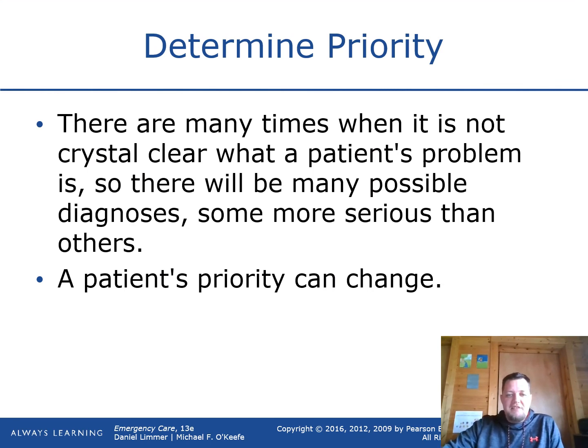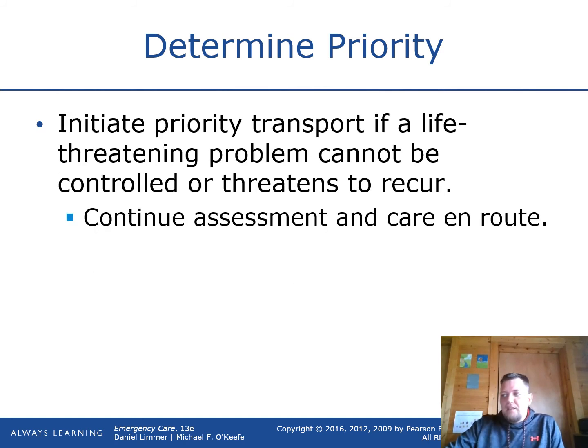There's many times when it's not crystal clear what a patient's problem is. So there's going to be many possible diagnoses, some more serious than others. And a patient's priority can change. Okay. Always remember, always assess your airway, always assess breathing, continually assess those things because they can change in a minute or less. Okay. Then we're going to initiate priority transport if a life-threatening problem cannot be controlled or threatens to reoccur. We're going to continue our assessment and care en route.